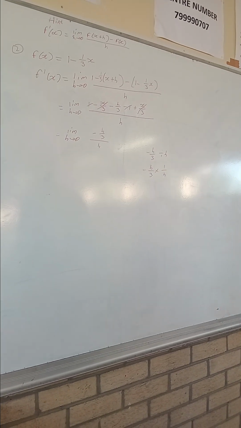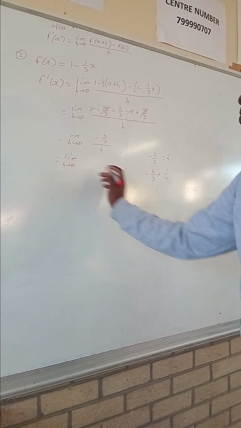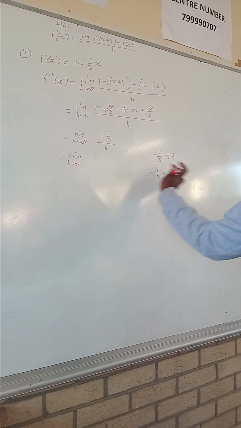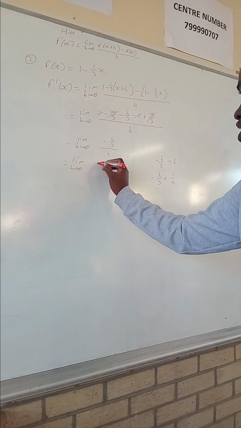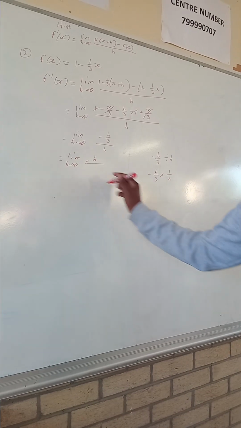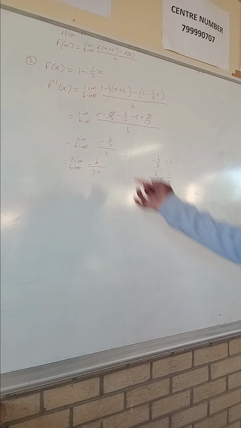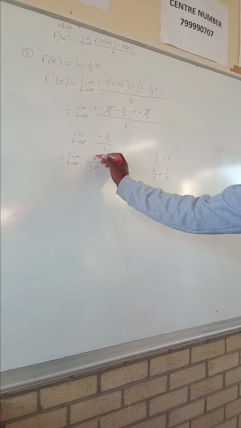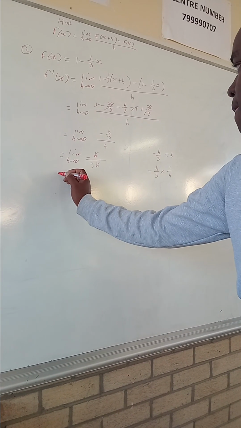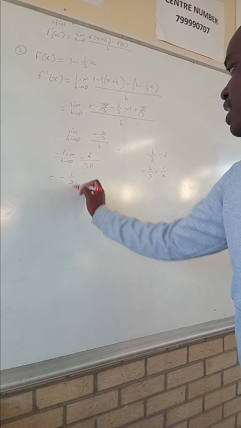Therefore, if we do this here, we're going to have lim h approaches 0. We apply this law here. That means we're going to have negative h, because 1 times h is h, negative h divided by 3 times h is 3h. As you can see now, h cancels h, then we're left with equals negative 1 divided by 3.